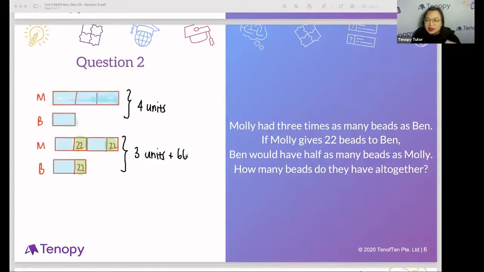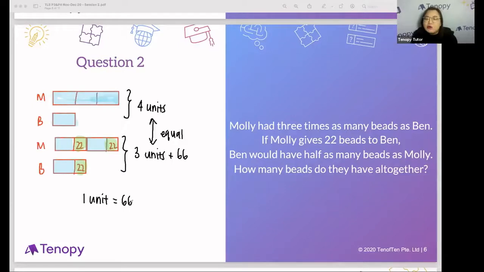Can you realize that? Before Molly gave to Ben, they had a total of 4 units. After Molly gave to Ben, they formed 3 units plus 66. They are supposed to be equal because the total is unchanged. So what do we notice about the value of 1 unit? At first, it's 4 units. In the end, it's 3 units plus 66. So what conclusion can I make? Very good, Wayne. 1 unit represents 66.